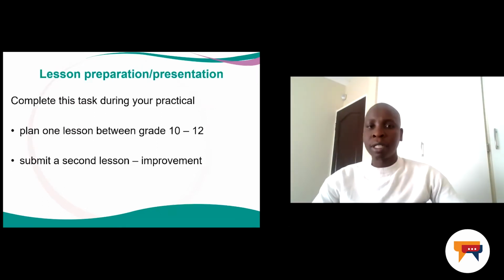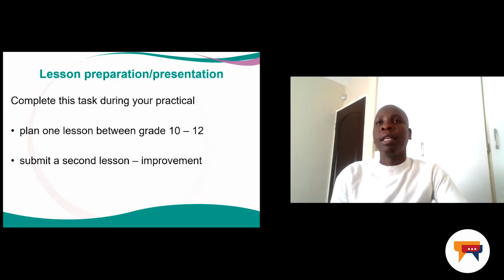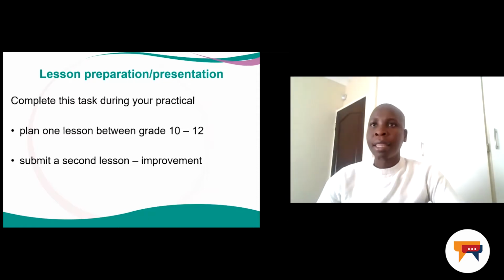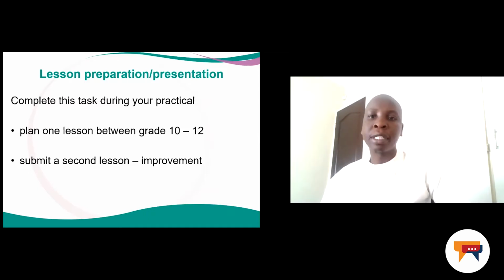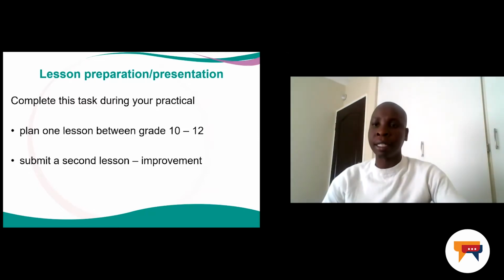Right, then let's move to the second portfolio task, which is portfolio task number 2. The second portfolio focuses on lesson presentation. For this portfolio task, I would prefer if you were to complete it during your teaching practice, because that's when you've got time to plan your lesson and reflect on it. On this lesson presentation and lesson plan, you are expected to submit 2 lesson plans. One will be the first attempt, and then the second lesson plan will be your improved version of the first lesson plan.